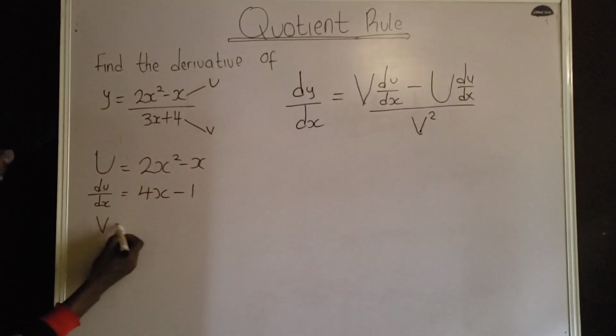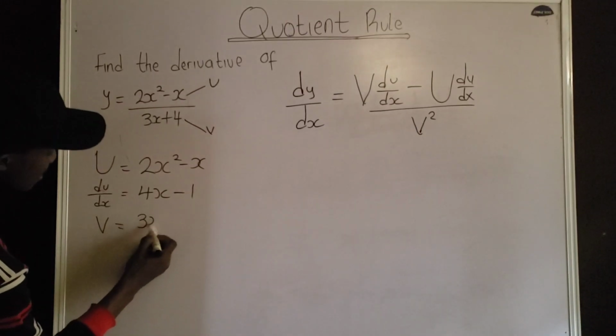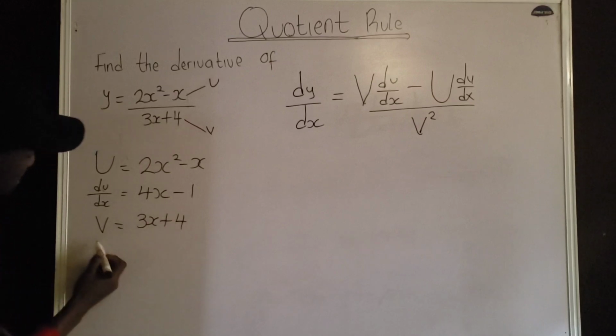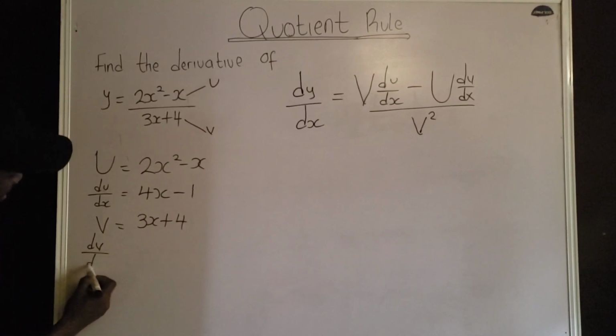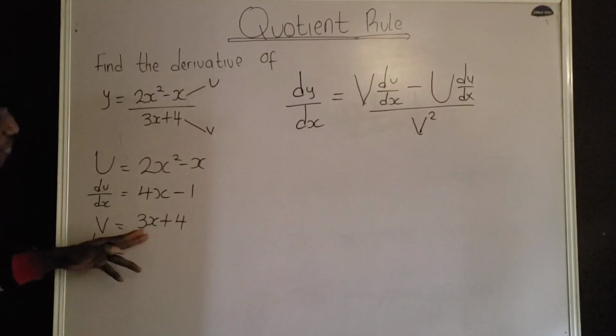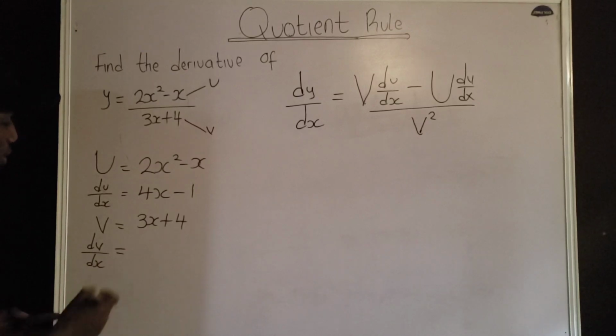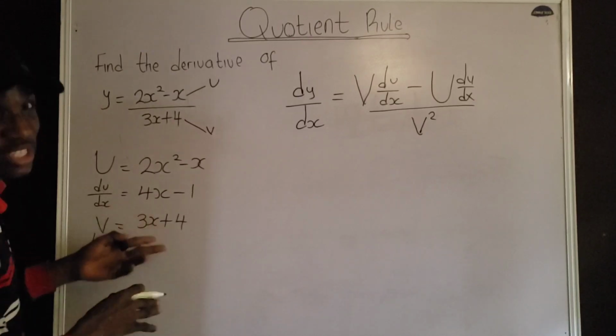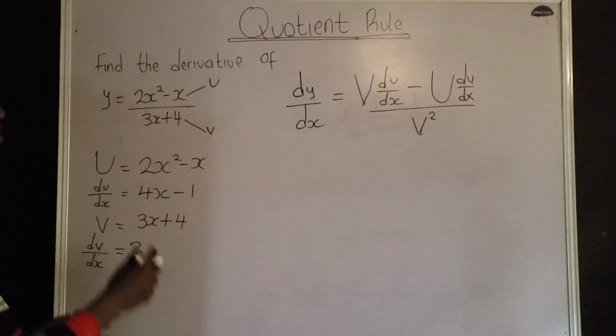Now v is equal to 3x plus 4. dv/dx is equal to, if you differentiate 3x using the power rule, you get 3, and if you differentiate 4, you get 0. So there is no need of writing that.